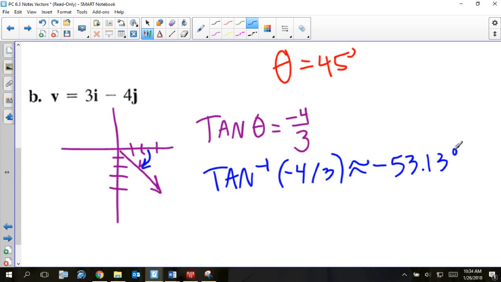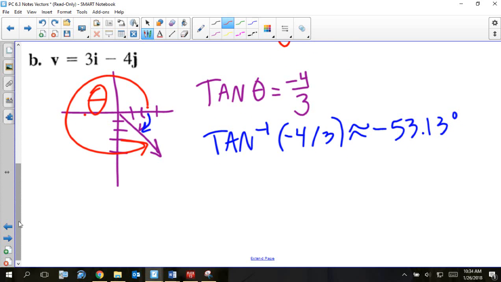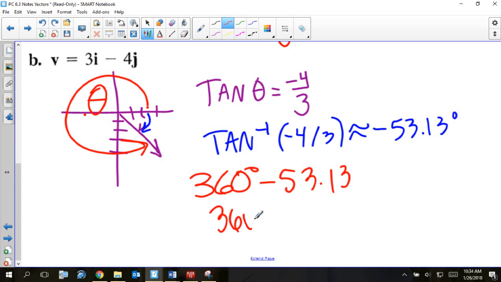So that's telling me to start at 0 and go negative, but usually we don't give our answer like negative. So we're going to give our theta answer on this side. How am I going to find that side? 360 degrees minus 53.13. On my calculator, since I already have the minus 53, I'm probably going to do 360 plus my answer, because it's already negative, so add the negative answer on.